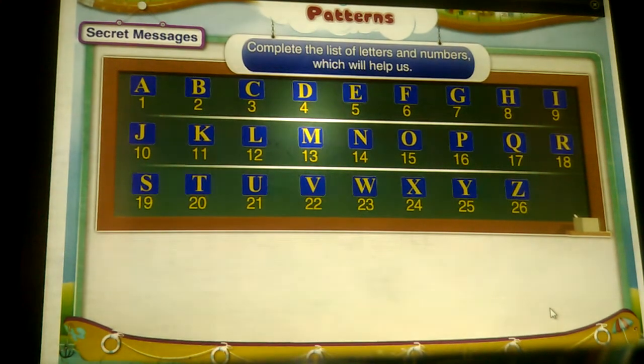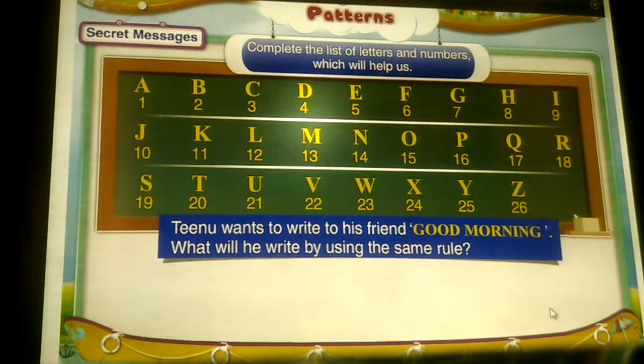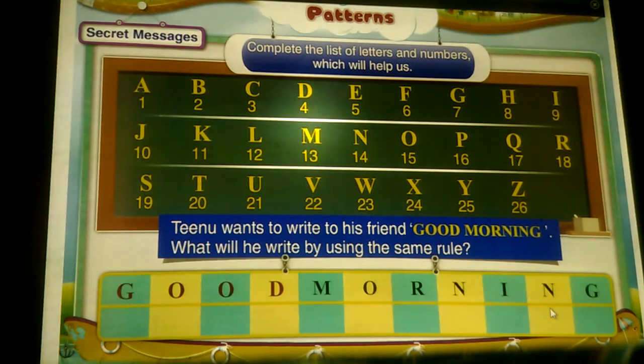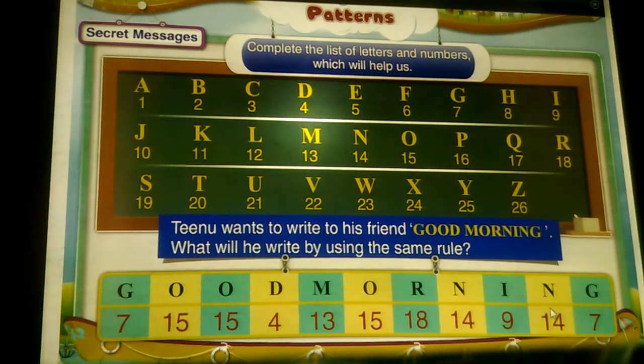Complete the list of letters and numbers which will help us. Tinu wants to write to his friend, good morning. What will he write by using the same rule? Good will be 7, 15, 15, 4, and morning will be 13, 15, 18, 14, 9, 14, 7. So he will write it as shown here.